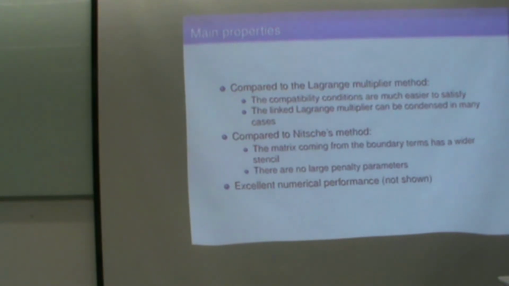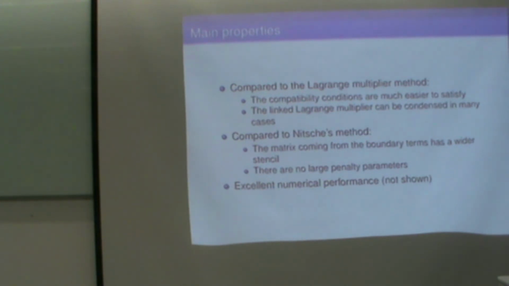So which are the main properties of this method? Compared to the Lagrange multiplier technique, the compatibility conditions are much easier to satisfy. So remember that this field is defined in the volume, not on the surface. That's important. The linked Lagrange multiplier can be condensed in many cases. In particular, you will use a linked Lagrange multiplier that is possible to condense, of course. You can use other options, but they wouldn't have interest.